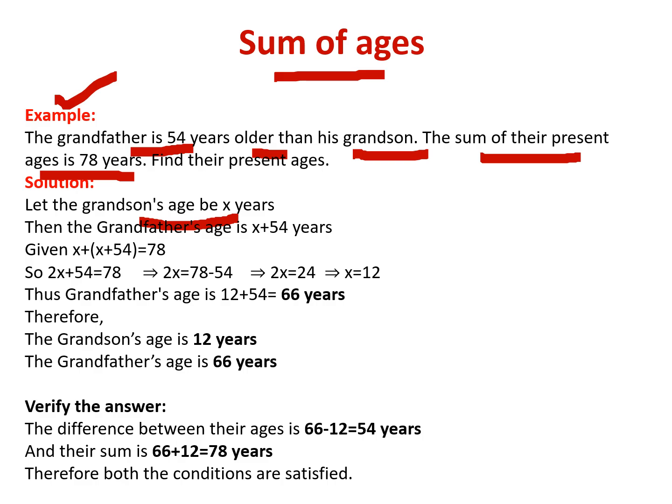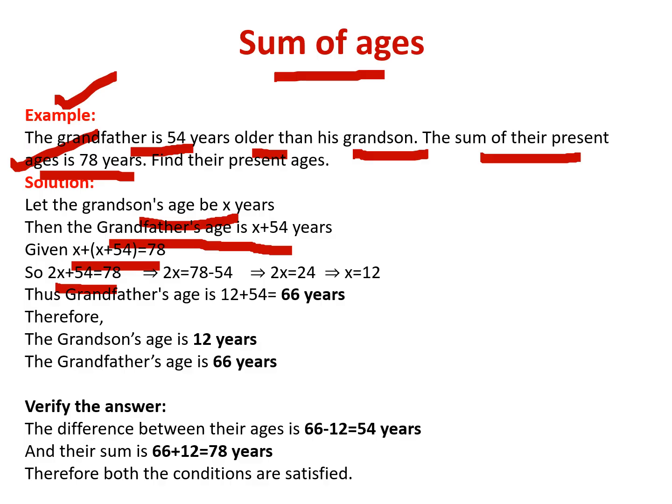The grandfather is 54 years older than the grandson. Therefore, the grandfather's age is x plus 54 years. We are also given the sum of ages is 78 years. So, we add their ages and form an equation. We get x plus x plus 54 is equal to 78. Now simplify the equation. We get 2x plus 54 is equal to 78.